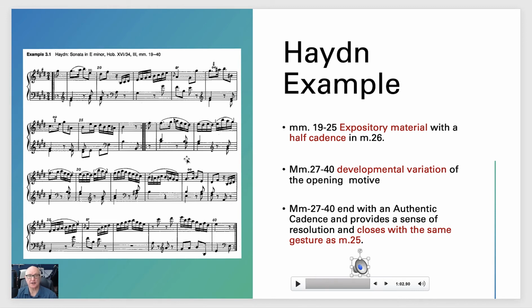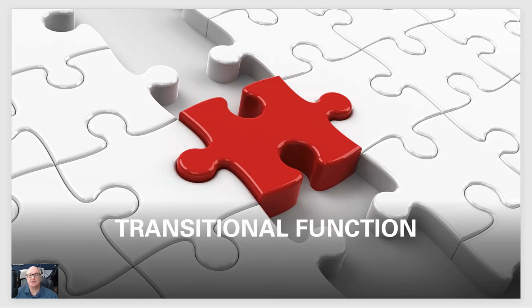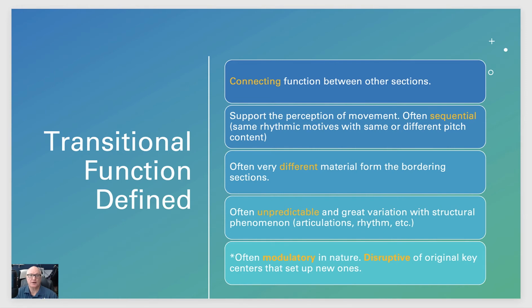Now what follows it will be some developmental material. So that's the idea. In any piece you're looking at, find out what the expository material is. It might be just a motive, a phrase, or a whole section. The next most interesting idea is the transitional function. And kind of like with this puzzle, the red piece connects the two sides. Well, that's exactly what a transition does. It's a connecting section. So the connecting function between sections is what makes this transitional function what it is.